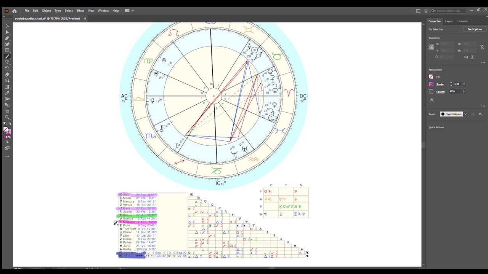Okay, so we have the Pleiadian alignments in pink, and these are the conjunct alignments in the lighter pink, and this is a square alignment in darker pink, which is also Pleiadian. And then we have Andromedan alignments here in green and Sirian alignments here in blue. And that is how you identify starseed alignments in your birth chart.